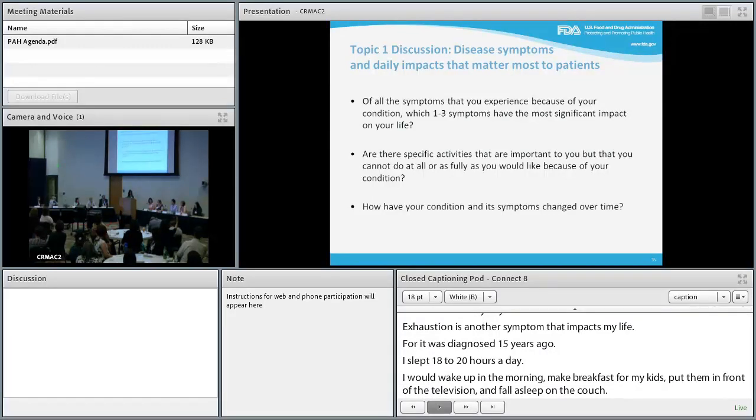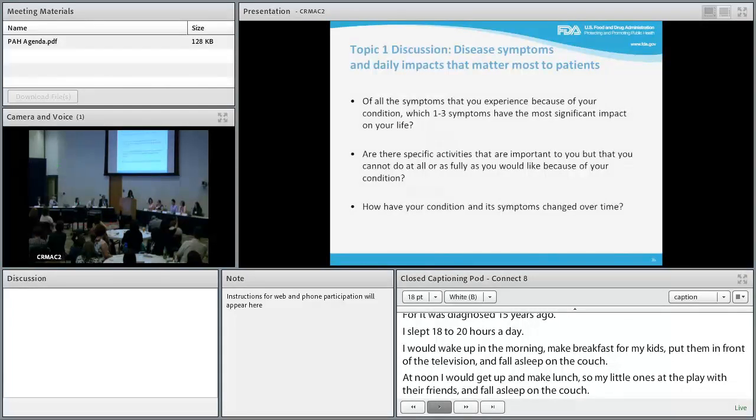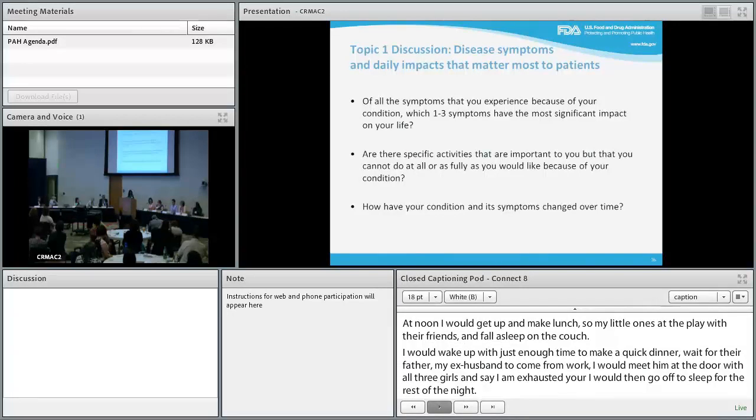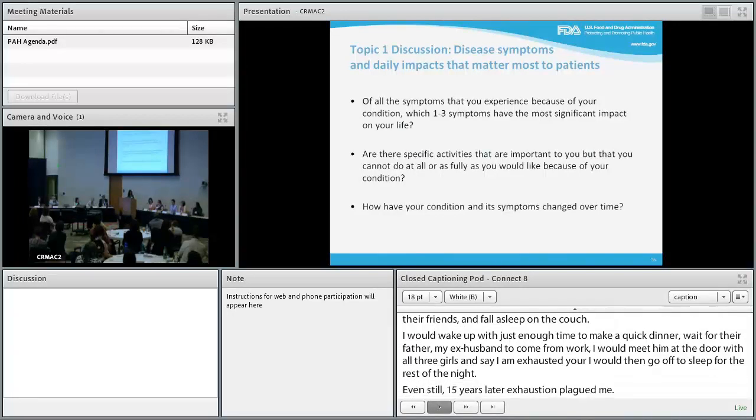I'd wake up with just enough time to make a quick dinner, wait for their father, my ex-husband, to come from work. I'd meet him at the door with all 3 girls and say, "I am exhausted," and go off and sleep for the rest of the night. Even still, 15 years later, exhaustion plagues me. I can sleep sometimes until 11 in the morning after having a full night's sleep, and still need to take a 2-hour nap from 2 to 4.